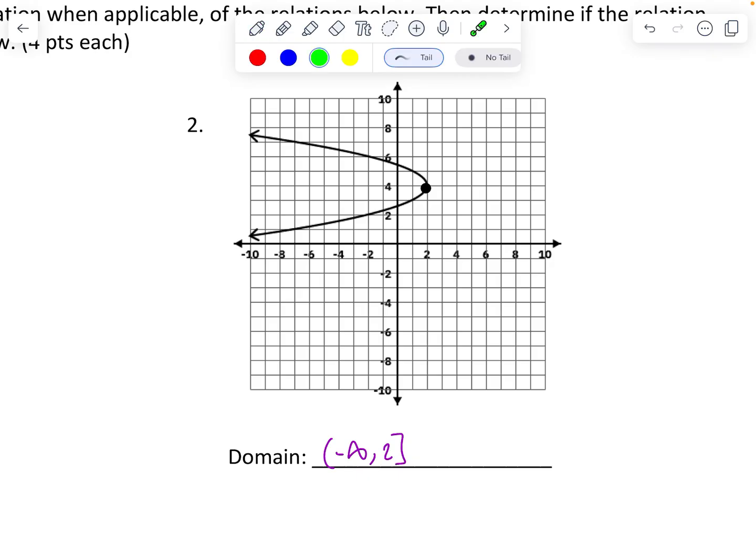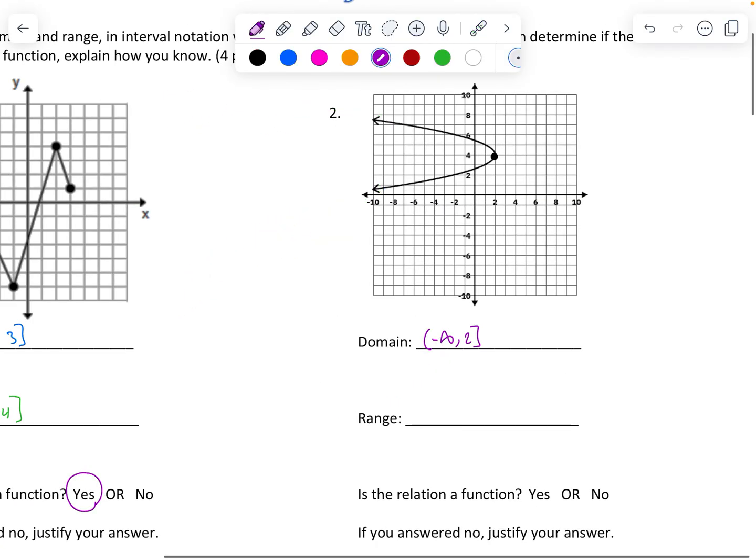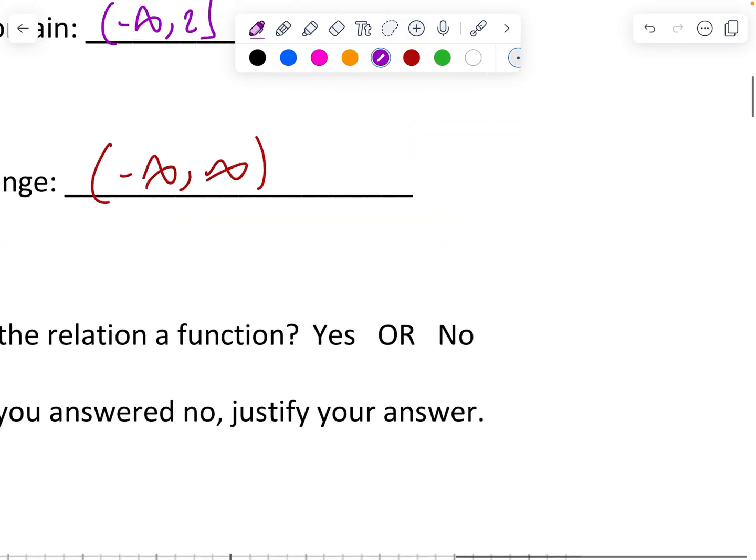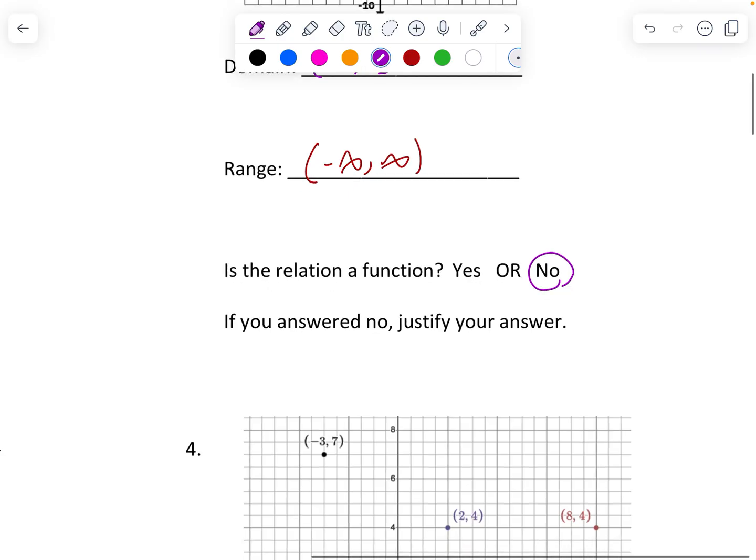Our range, this graph is actually going to go down forever and up forever as it continues to the left. And so our range is just -infinity to infinity. And then is this relation a function? No, it is not, because it fails the vertical line test. And you can just say VLT if you want vertical line test.